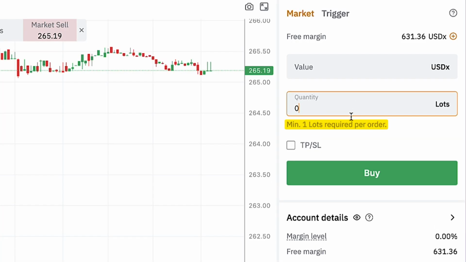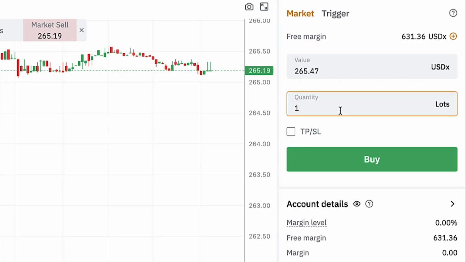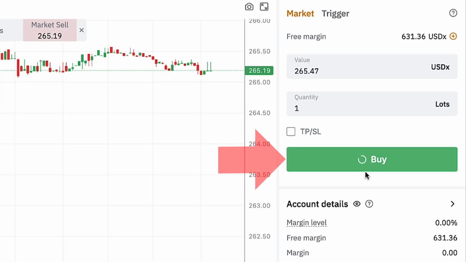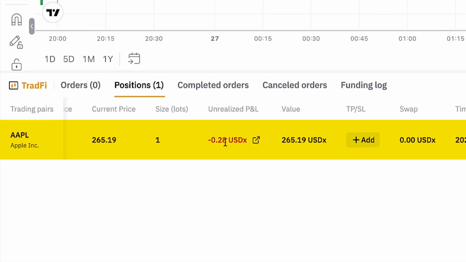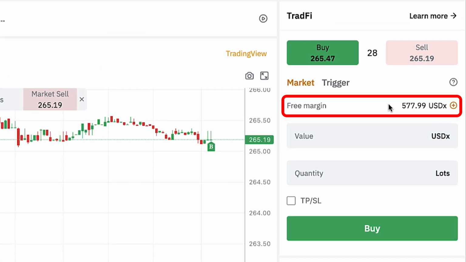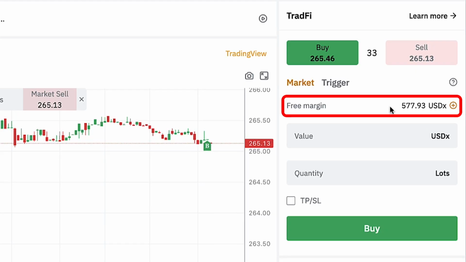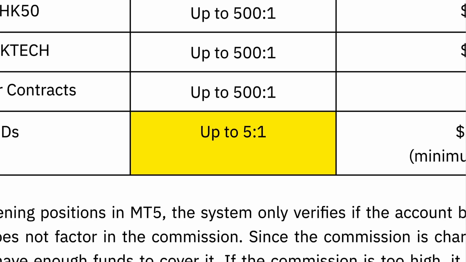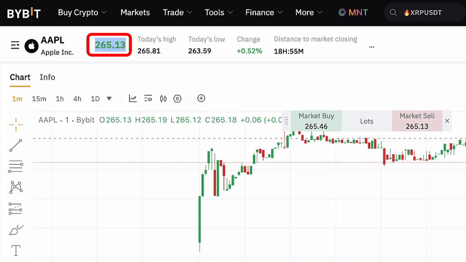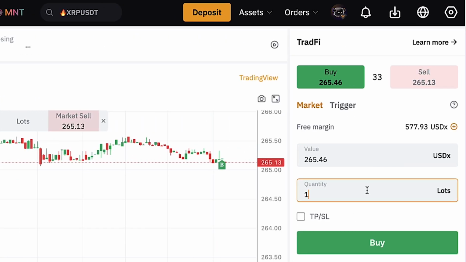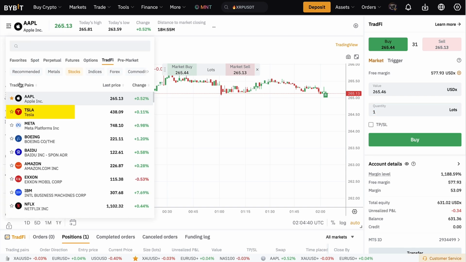Let me show you here an example. You notice that the minimum is 1 lot required. So let me put that one. I click here buy, and you can see submitted successfully, and it's right here. You also notice that it didn't take the whole $265 because it's using the leverage. The leverage is up to 5-to-1. So in this example, when the asset is $265, in order to buy 1 lot, I need to pay roughly $50.